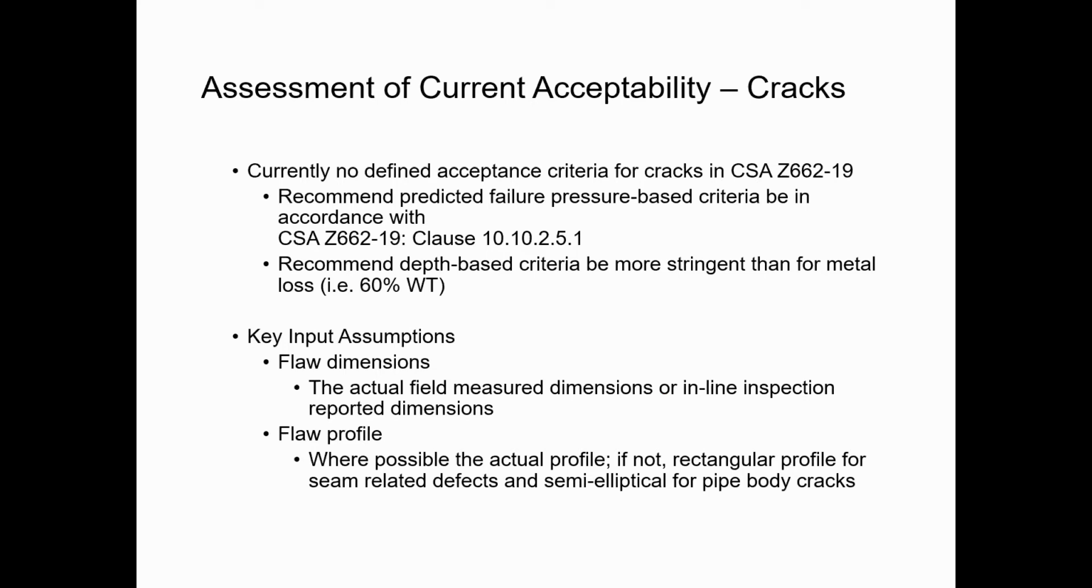And similarly for a crack depth-based criteria, I think again, for the same reasons I just mentioned for failure pressure, you'd want it to be more stringent than for metal loss. So as an example, you might want to set that as 60% of the wall thickness.